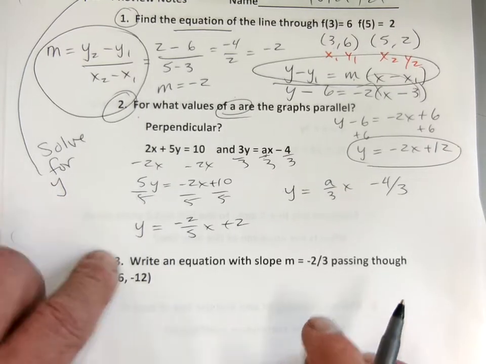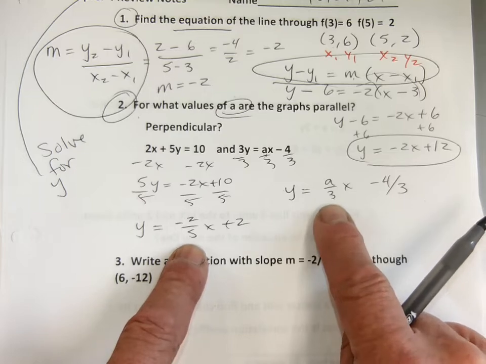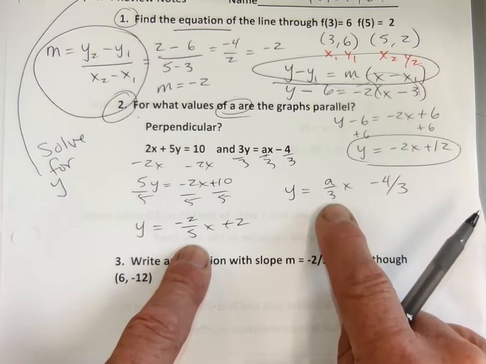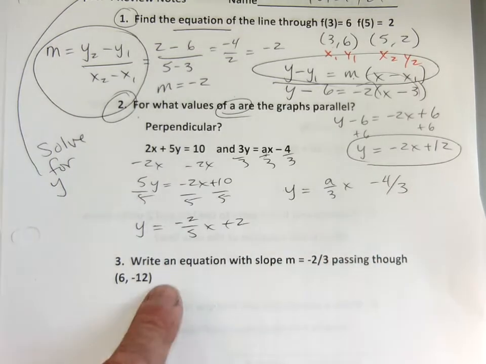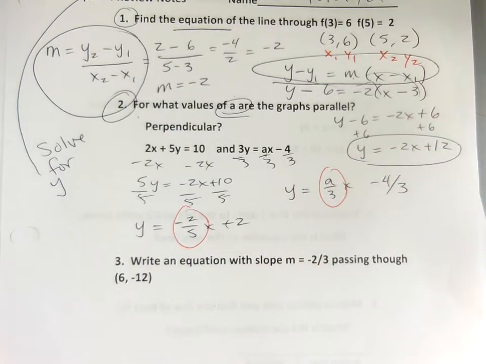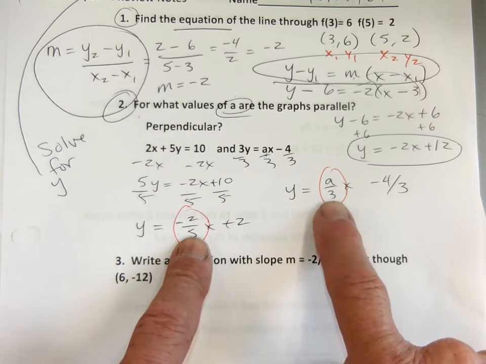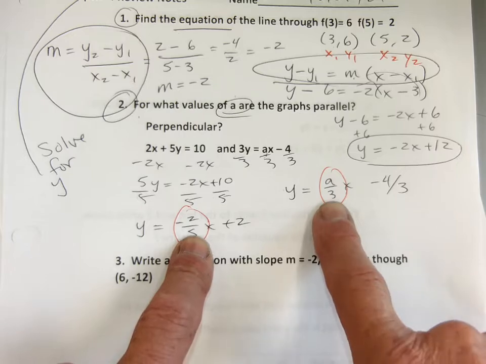We need these two to be the same. Here's where it's going to get a little tricky, but we need these two to be the same. Okay, I'll say it again. I need these two to be the same, or these two to be equal. So I'm just going to set negative 2/5 equal to a over 3 and solve.